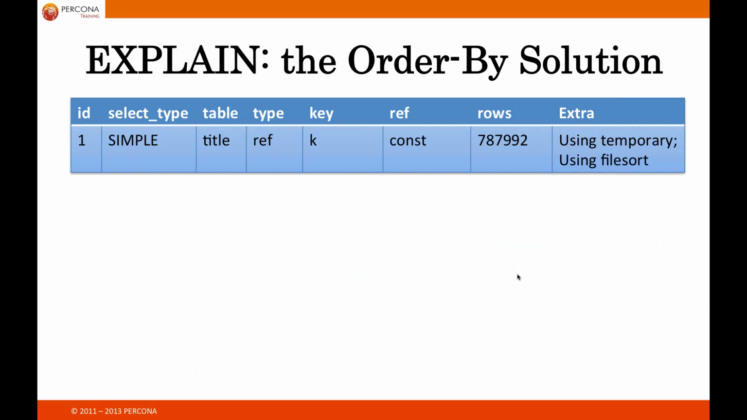And the work is indicated by the explain. You can see the estimate of rows is almost 800,000 rows sorting, and it has to do that in a temporary table and sort it the hard way without the benefit of an index, even though it's used an index to try to limit its work only to those that are movies, the kind equals 1, it's still doing a lot of sorting.